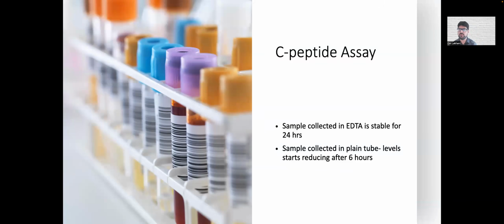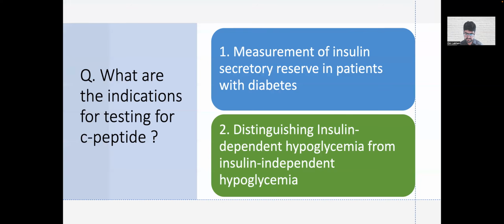Now, how do you test for the C-peptide assay? C-peptide assay is collected using an EDTA sample. If you are using EDTA, the lavender color bottle, it is stable for 24 hours. So you can assess up to 24 hours, it is stable. However, if you collect this in a plain tube, then the levels start reducing after 6 hours. So you need to assay this within 6 hours. This is something which is very important for you to understand while you are collecting the sample.